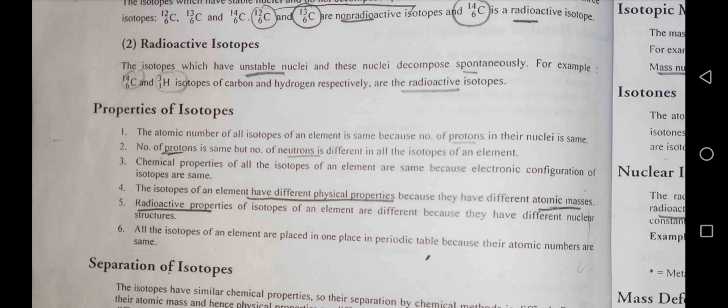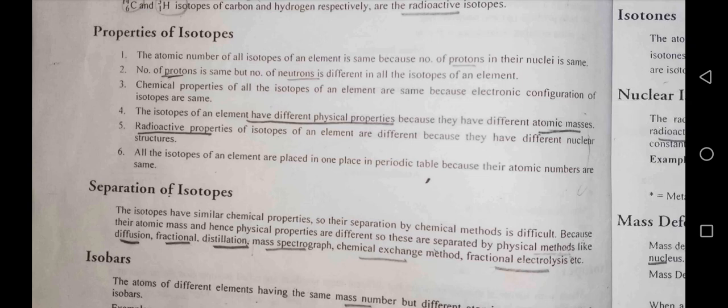Properties of isotopes. The atomic number of all isotopes of an element is the same because the number of protons in their nuclei is the same. The number of protons is the same but the number of neutrons is different in all the isotopes of an element. Chemical properties of all the isotopes of an element are the same because the electronic configuration of isotopes is the same. The isotopes of an element have different physical properties because they have different atomic masses. Radioactive properties of isotopes of an element are different because they have different nuclear structure. All the isotopes of an element are placed in one place in the periodic table because their atomic numbers are the same.